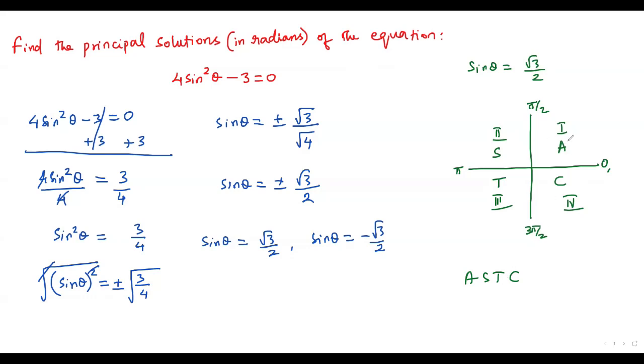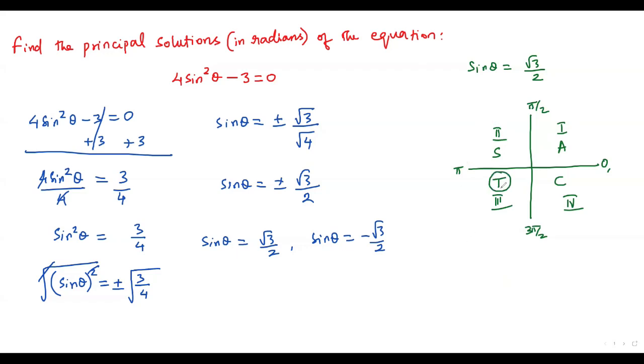So here we have A in the first quadrant. That means all trigonometric ratios are positive in the first quadrant. Sine, cosine, tangent, cosecant, secant, cotangent, all of them are positive in the first quadrant. In the second quadrant, we have the letter S. S means sine and its reciprocal cosecant are positive. The rest are negative in the second one.